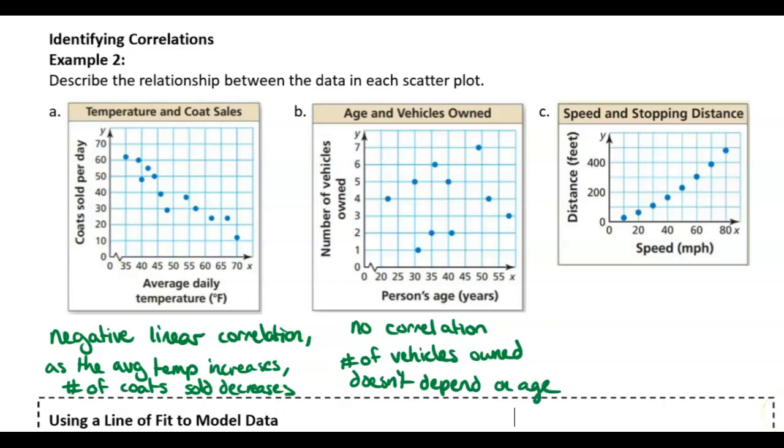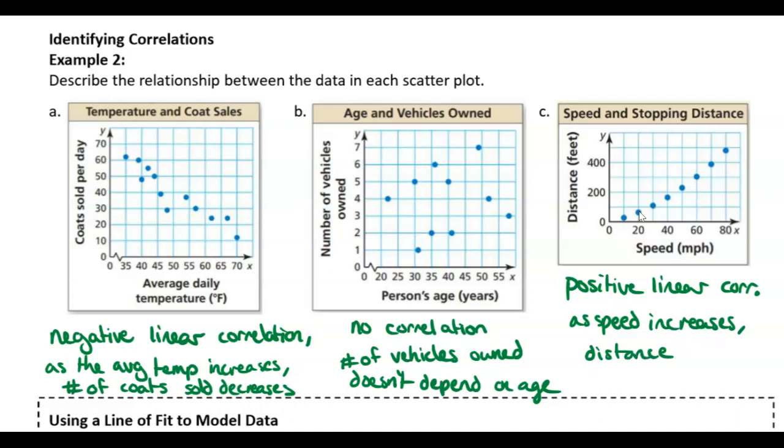Okay, and if you look at this one, it appears to be in a fair line, like a little bit of a curve, but mostly a line. And it's definitely slanting up, so it's a positive linear correlation. And what that tells me is that as the speed increases, as the x values increase, so the faster you're going, the distance to stop also increases. So what that means is the faster you're going, the longer it takes your car to come to a stop.